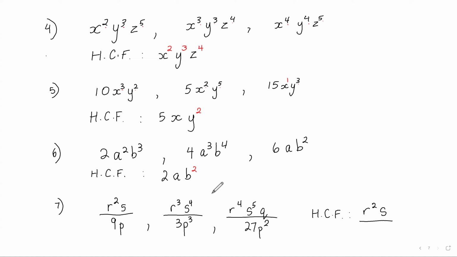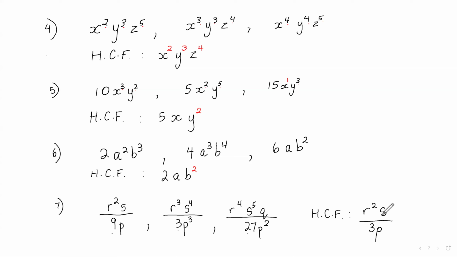And what about the denominator? It will be p. Just p. And what about the numbers 9, 3, and 27? It will be 3. That's right. So it'll be r squared s over 3p.